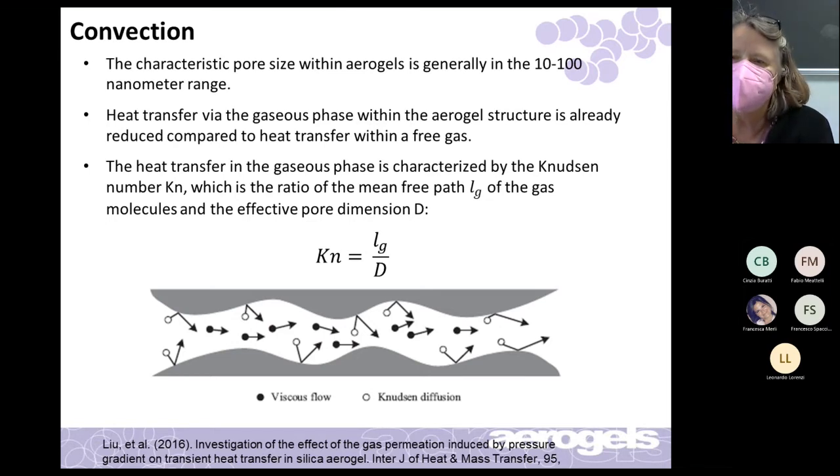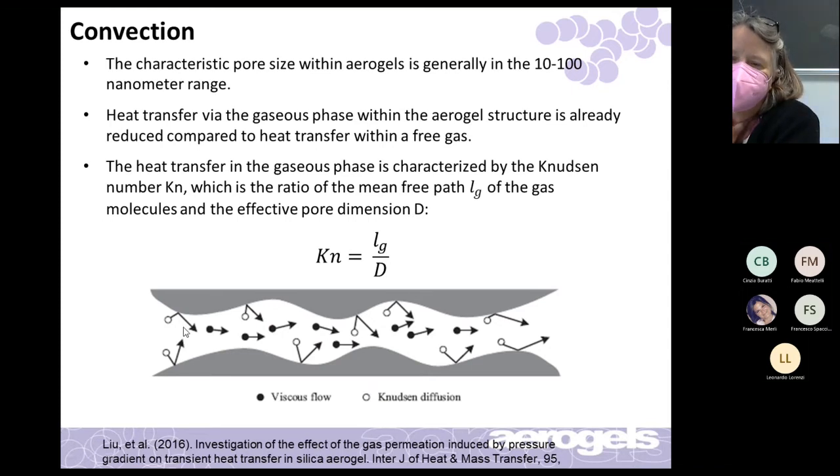So heat transfer in the gaseous phase is characterized by the Knudsen number. We will see this when we talk about gas flow through the materials also, because the Knudsen number comes in there. The Knudsen number, Kn, is the ratio of the mean free path, L sub G, of the gas molecules, and the effective pore dimension, D. The mean free path of a gas molecule is the distance it will travel before hitting something. And so we can talk about two types of heat transfer.